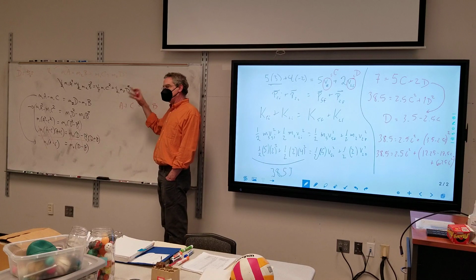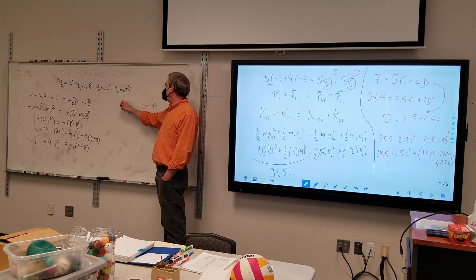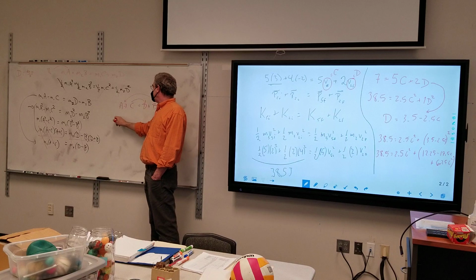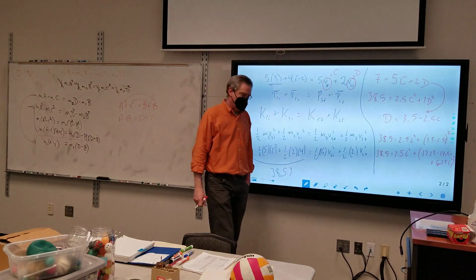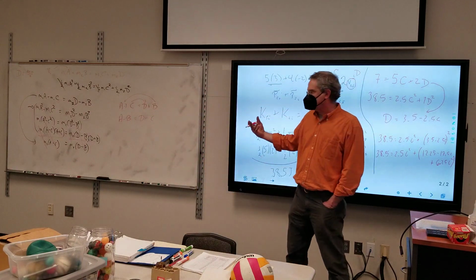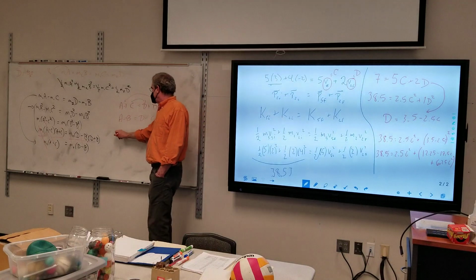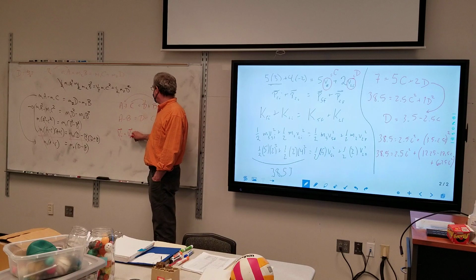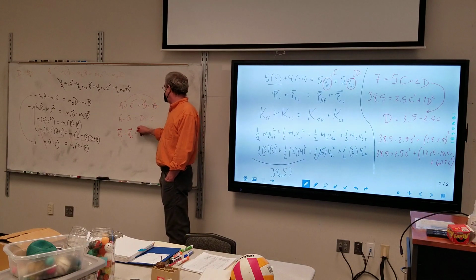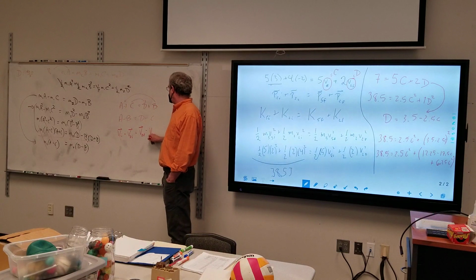I'm now going to get the initials together and the finals together. In other words, bring B over to the left, C over to the right. So I have A minus B is equal to D minus C. Let's stick in the original letters: V1 initial minus V2 initial is equal to V2 final minus V1 final.